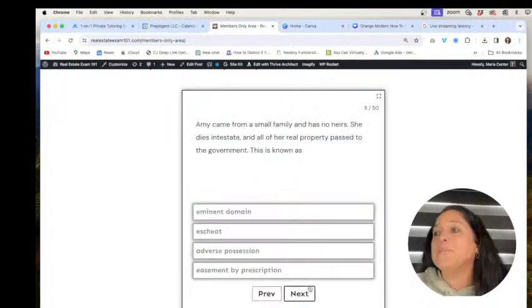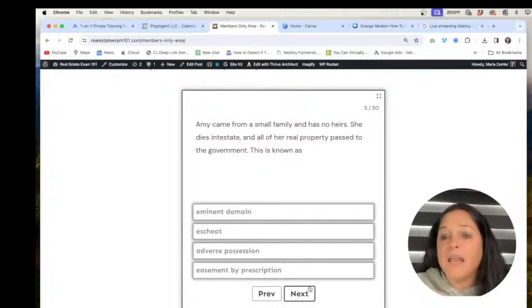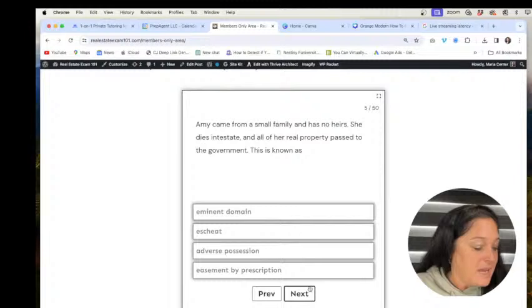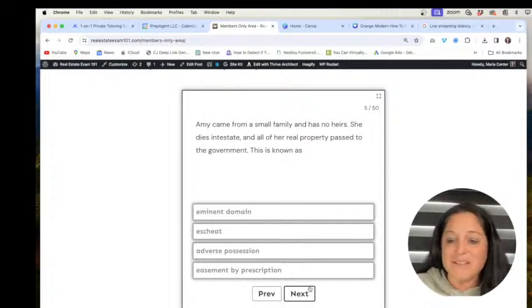Amy came from a small family and has no heirs. She dies intestate and all of her real property passes to the government. Uh-oh. What do we call this? She died intestate. So remember, if someone dies intestate, they died without a will, right? If I die testate, I have a will, and I put in my will who I want to get my stuff when I'm dead, right? But if I die intestate, it means I died without a will.